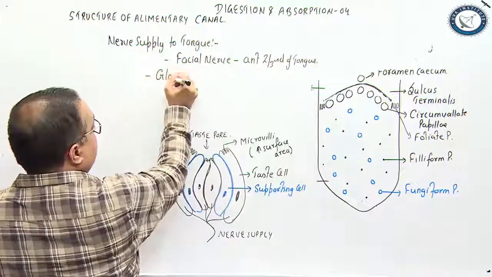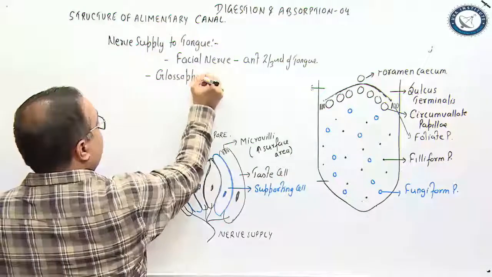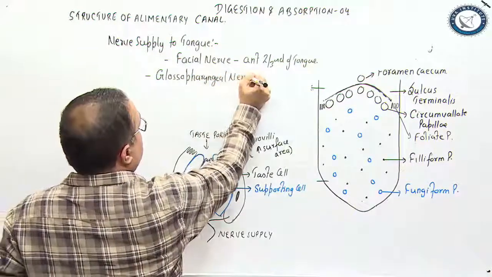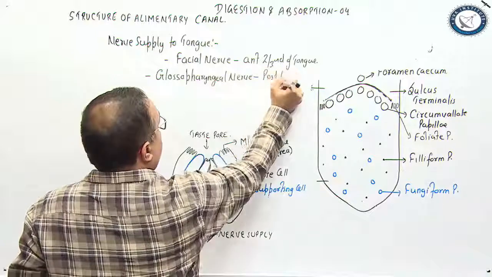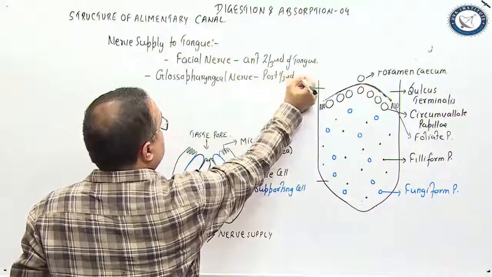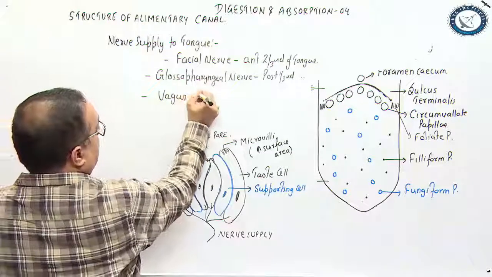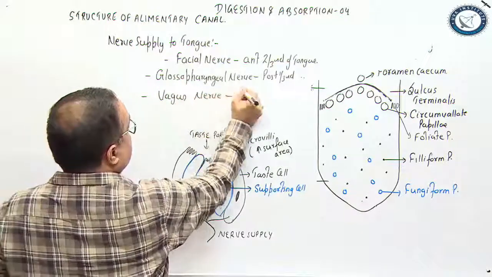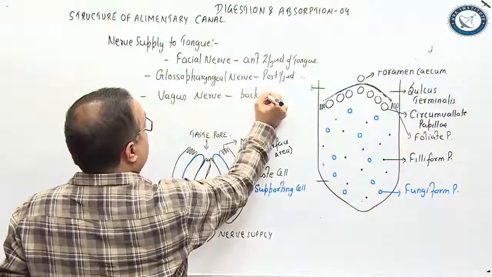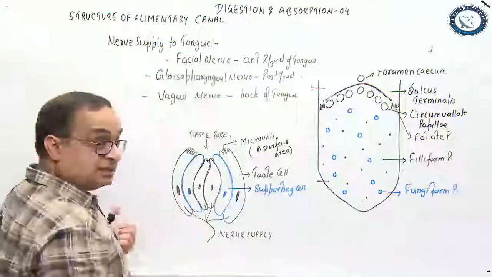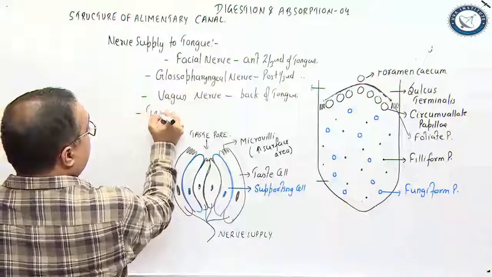Another nerve is glossopharyngeal nerve. This nerve supplies posterior 1/3 of tongue and carries taste sensation. Vagus nerve. It supplies the back of tongue, the posterior side of tongue, and also carries taste sensation.